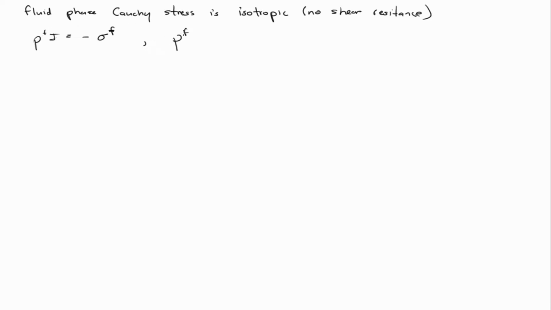Or we can write it a little bit differently, in terms of the volume fraction. Then what we're going to have is 3 over the volume fraction of the fluid. And now I'm going to introduce the trace operator. So the trace is just the sum of the diagonals.